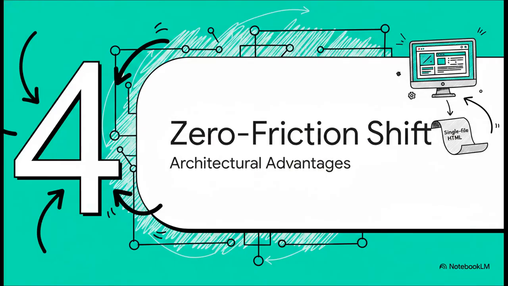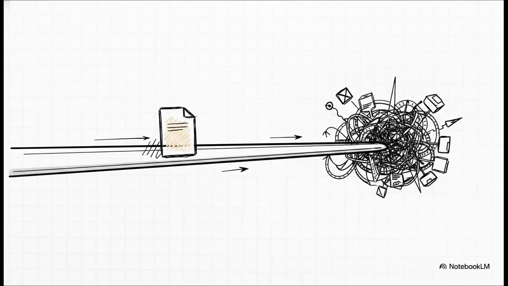Moving right along to Section 4, the zero-friction shift. When you finally shift to this model, the architectural advantages are just absolutely massive. It's all about zero install UX. Your users open a file, no wizards, no installers. Zero friction updates. To upgrade, you just replace the file. Boom, done. Zero platform divergence. It is one single codebase running identically across every operating system.